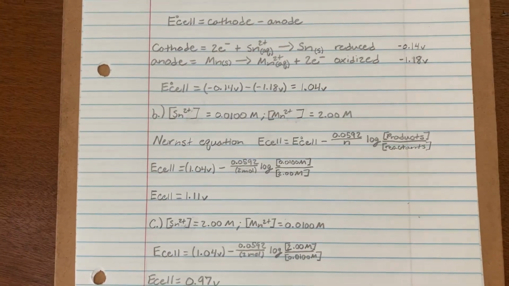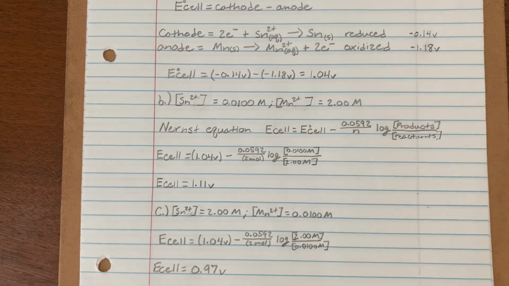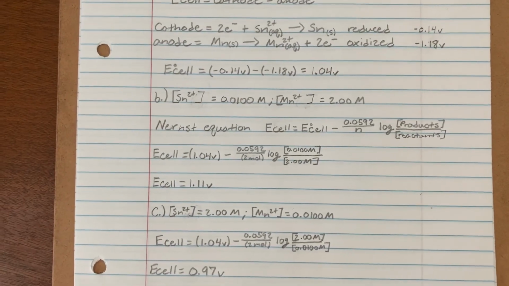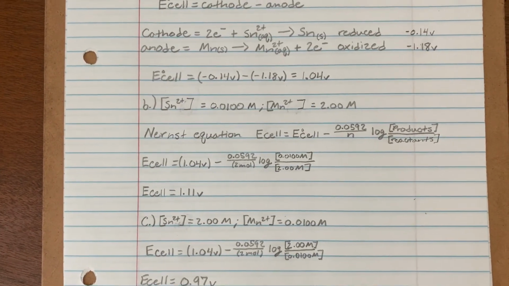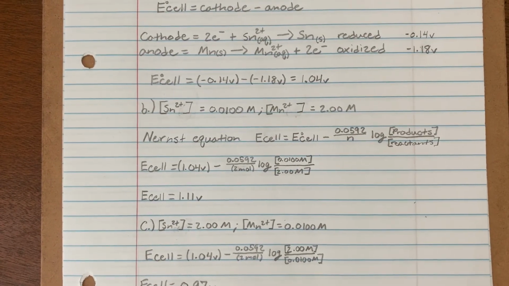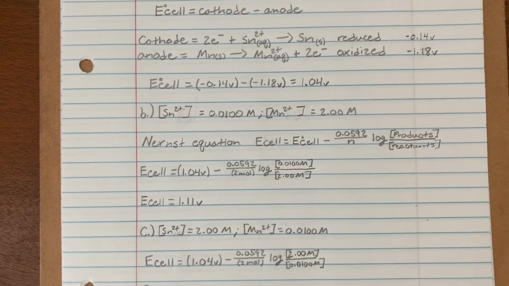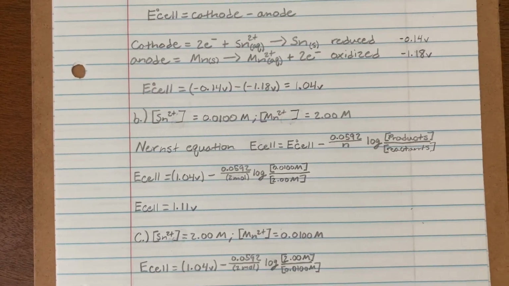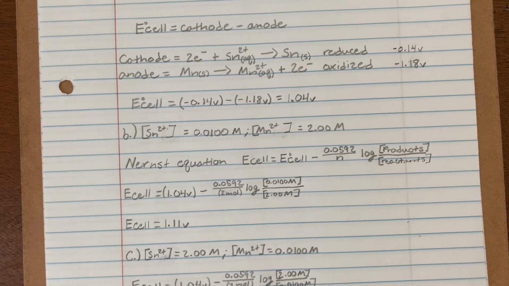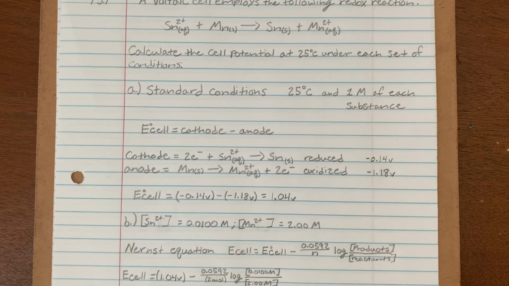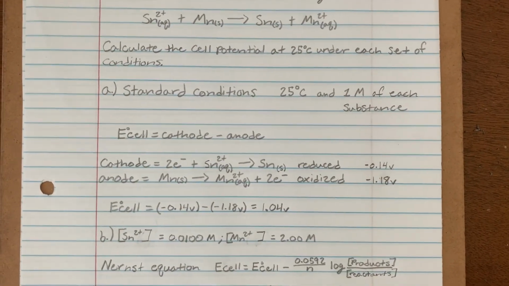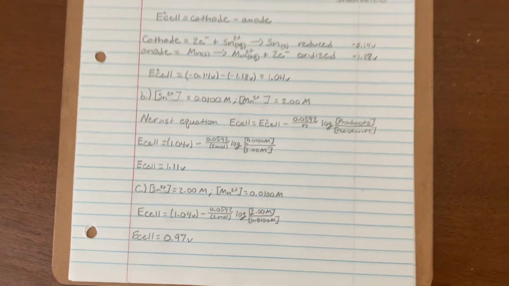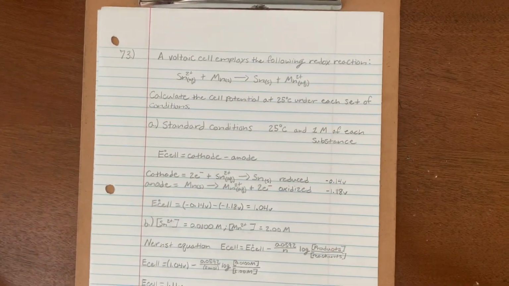If the temperature was different in this case and we weren't using 25 degrees Celsius, that means we would use the other equation, which would be E cell equals E cell at the standard minus RT over nF times log of concentration of products over concentration of reactants. But in this case, the question for all three parts included that we would be working at 25 degrees Celsius. And that is all.